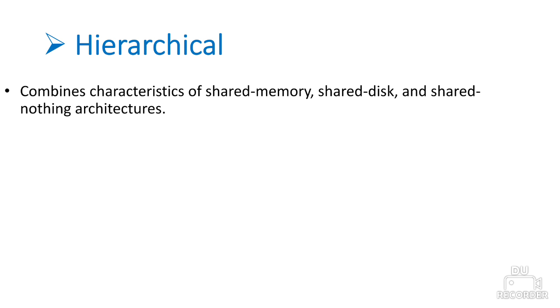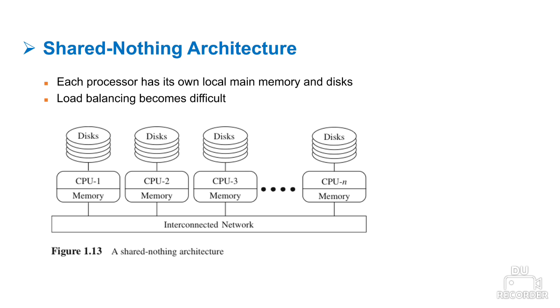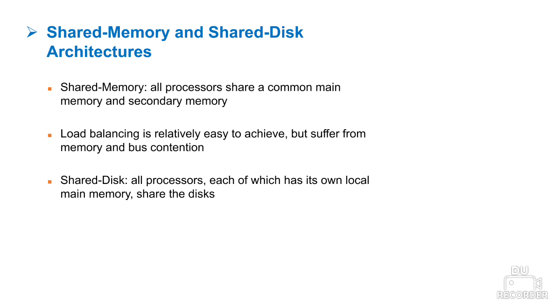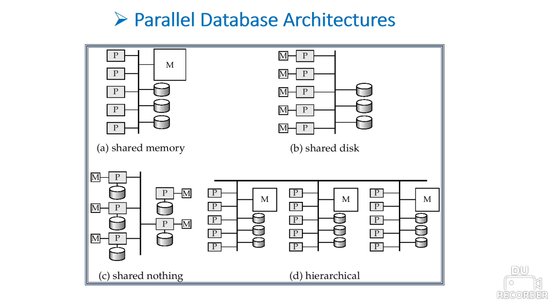Hierarchical combines characteristics of shared memory, shared disk, and shared nothing architecture. We will go through that figure also. In figure D, hierarchical is shown. As you can see, it is an architecture in which it can be shared memory, it can be shared disk, and it can be shared nothing.